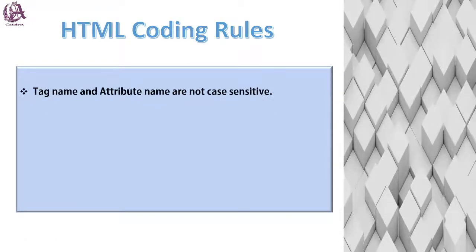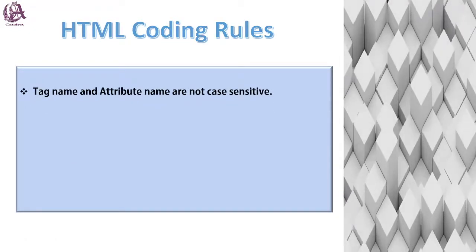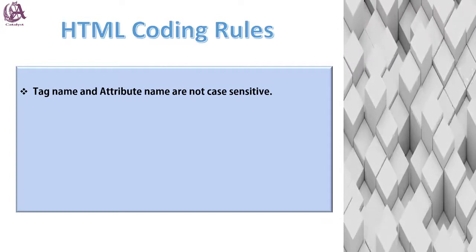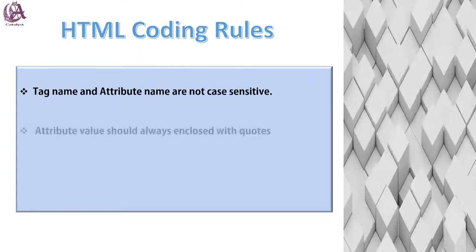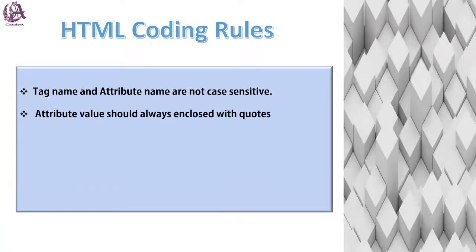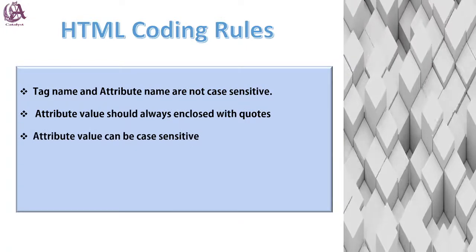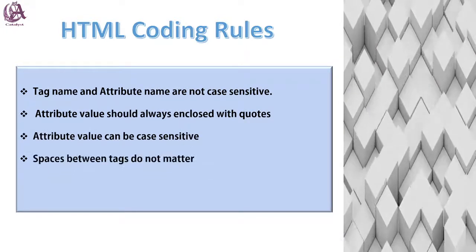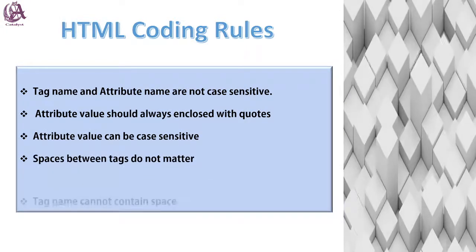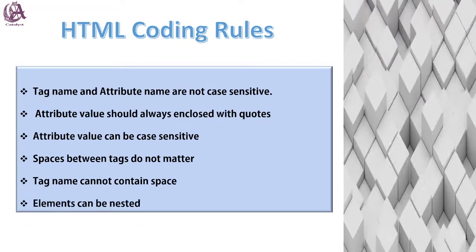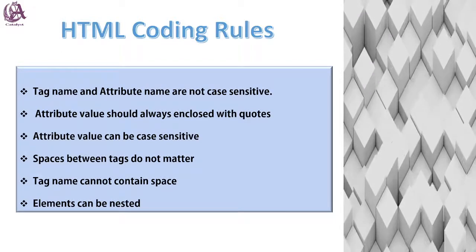Now there are certain coding rules of HTML. So the coding rules are like HTML tags and attributes are not case sensitive. Attribute value should always be enclosed within quotes. Attribute value can be case sensitive. Space between the tags does not matter. Then tag names cannot contain space and elements can be nested.